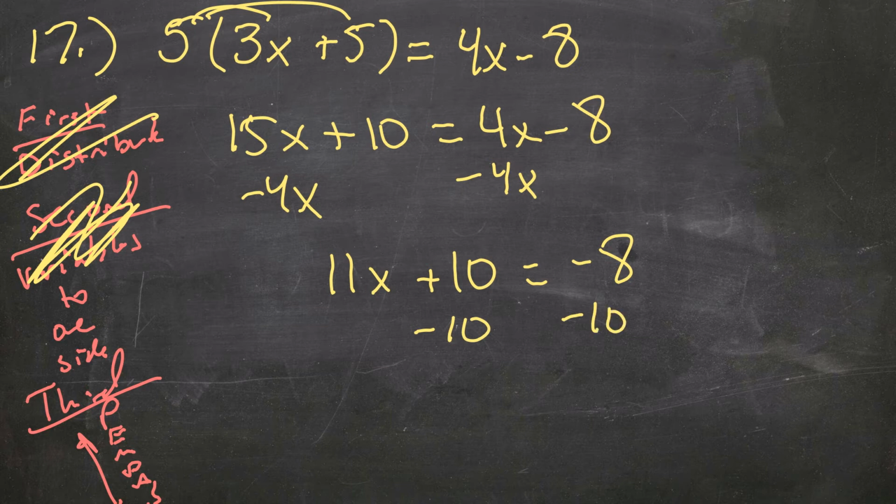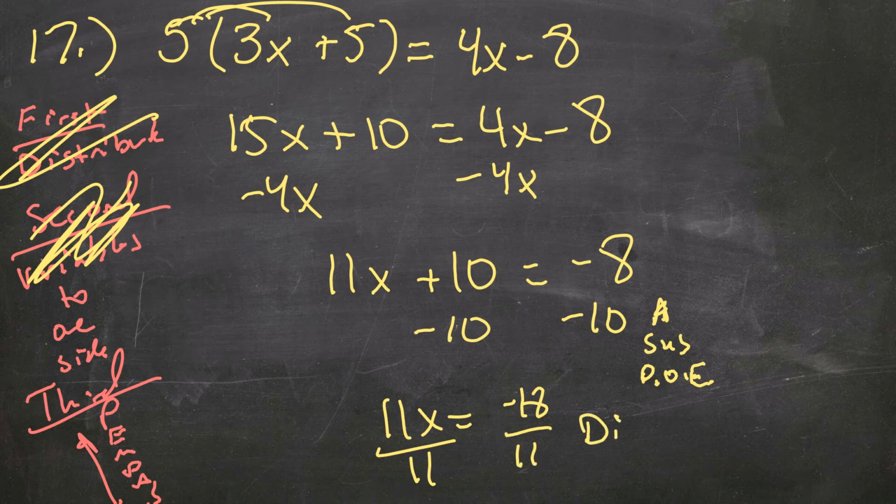Minus 10 from both sides. That's my subtraction property of equality. I get 11x equals minus 18. Divide both sides by 11. That's my division property of equality.